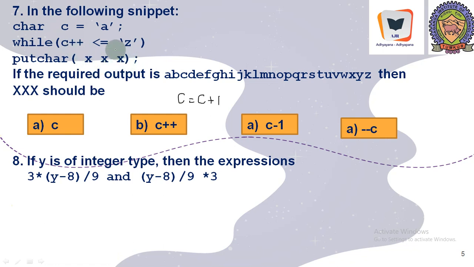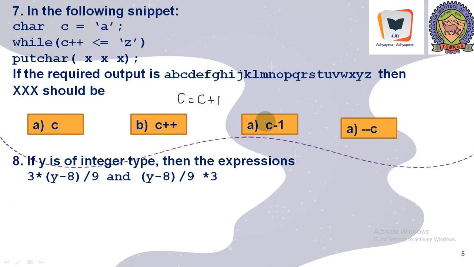So when the control leaves this putchar, it will become C. And here once again we are telling C++. Therefore it will become D. So in the next step, it will become D. So it will print B, D, and then one character ahead, F, H, J, L, N, P, R, T, V, X, Z. That's what, we don't want that.